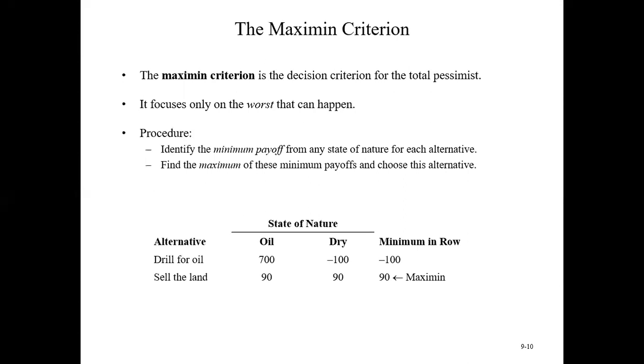So if we decide that we are going to drill for oil, we have two possible states. We're either going to find oil or not find oil. If we don't find oil, we make a loss of 100,000. That's our minimum. That's that first portion of, let me use my pen here.